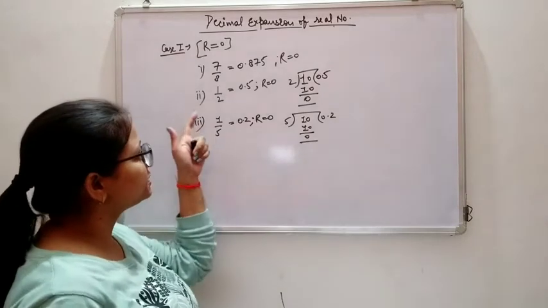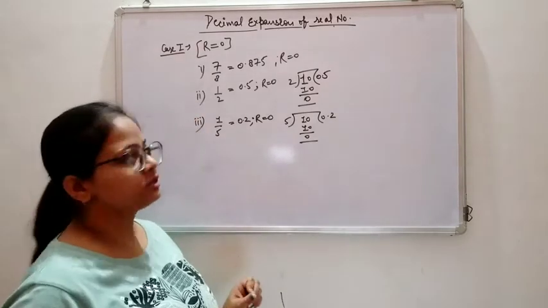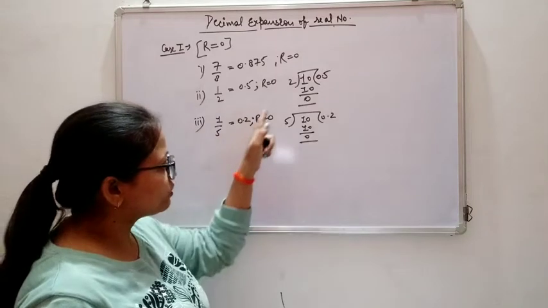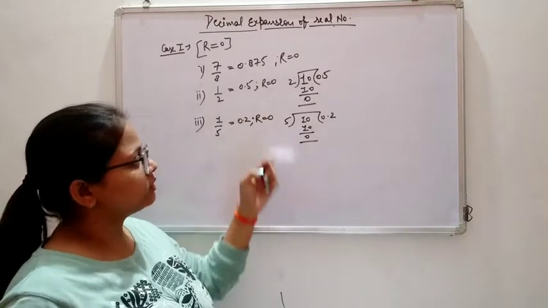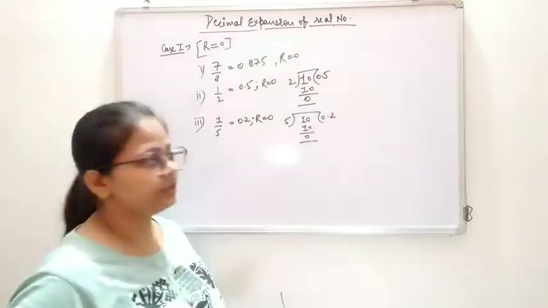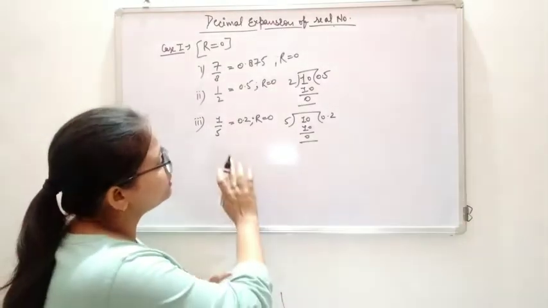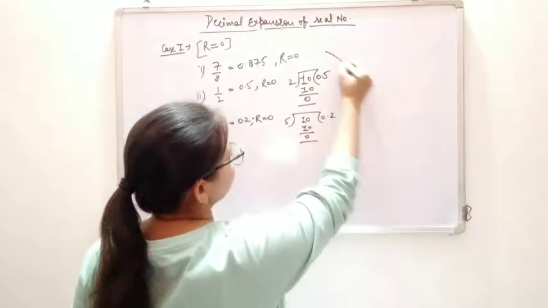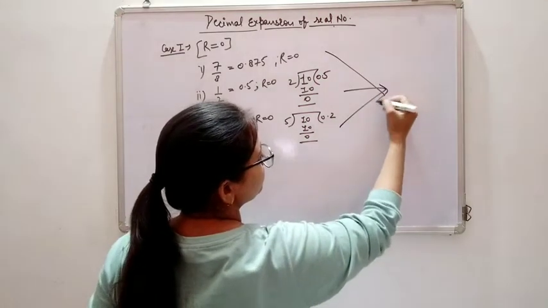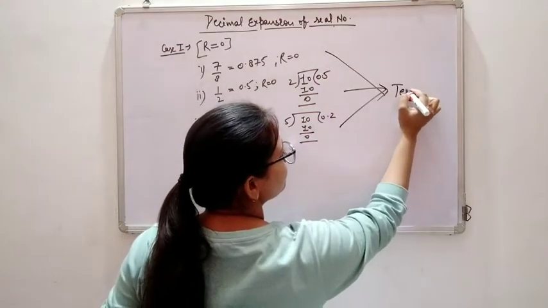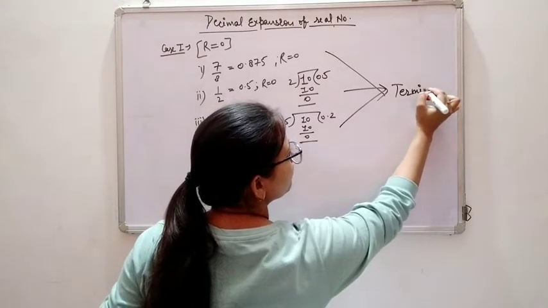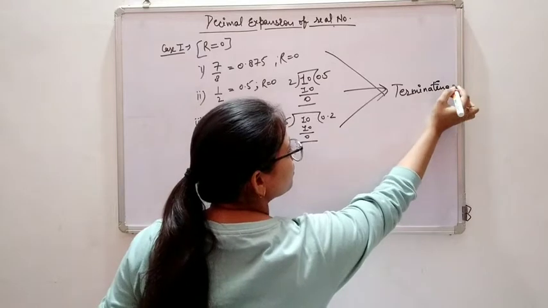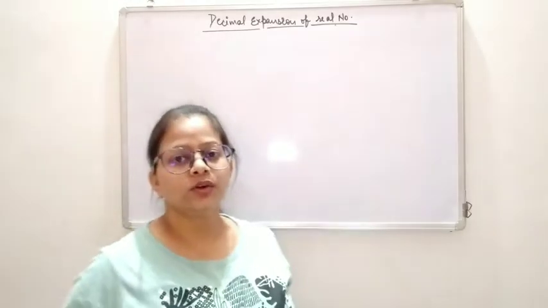From these three examples, you have noticed that the decimal expansion of these terminates or ends after a finite number of steps. We call the decimal expansion of such numbers terminating. Okay, so let's talk about case 2.